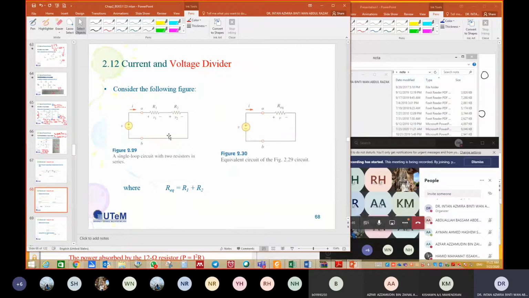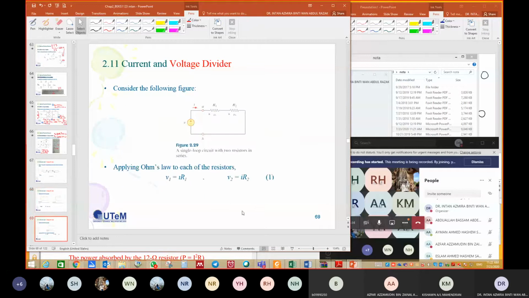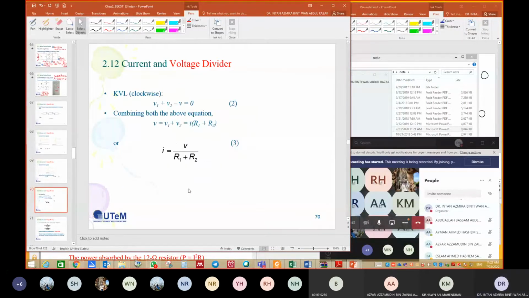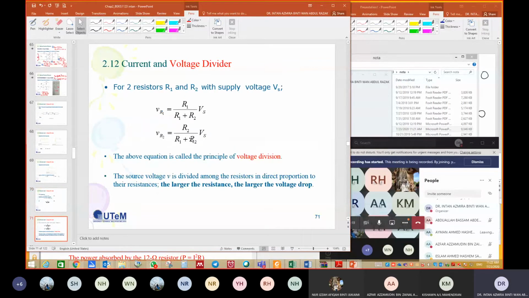Why? Because in a series circuit, the voltage drop across R1 plus R2 is equal to the voltage source. Why do we call it voltage divider? Because in a series circuit, the voltage source will divide its voltage among the series resistances. So this is the formula for voltage divider.